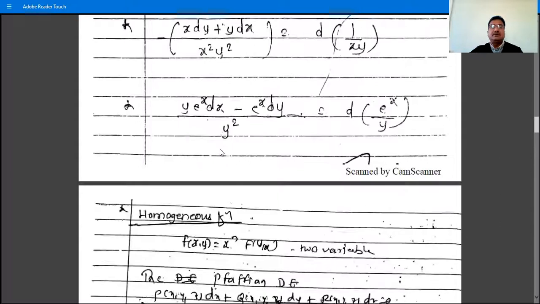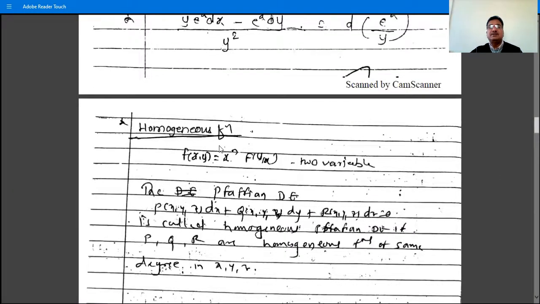So the next type is the homogeneous Pfaffian differential equation, that is the third type. We'll see this next type and some problems of one variable separable in the next lecture.